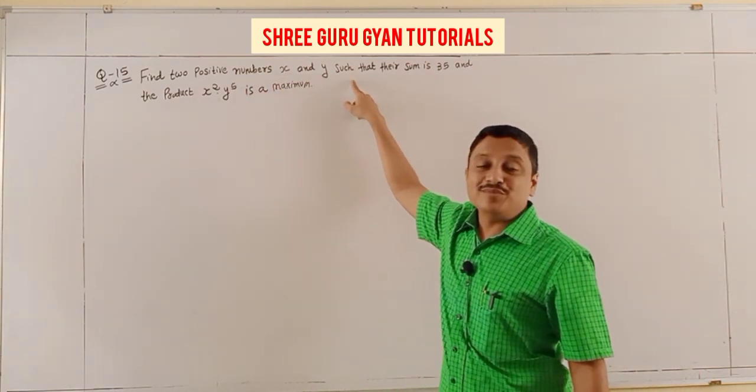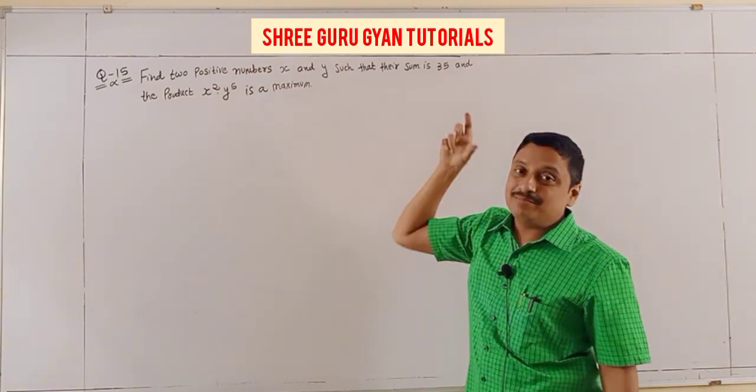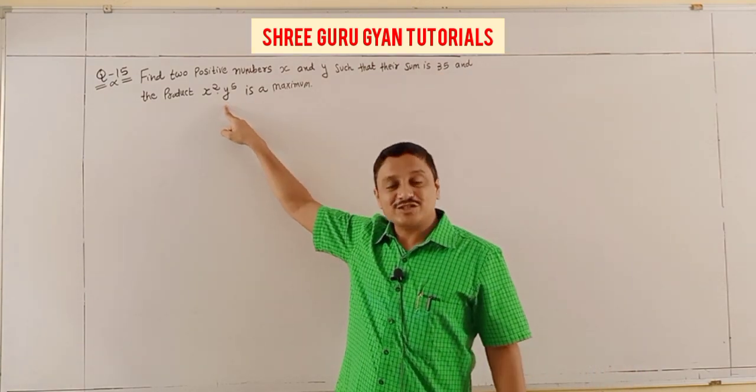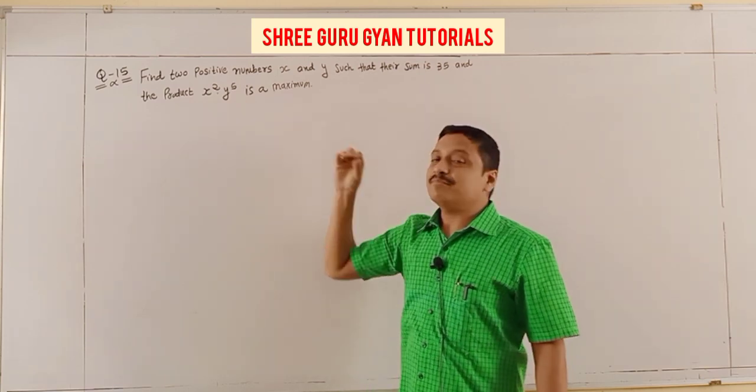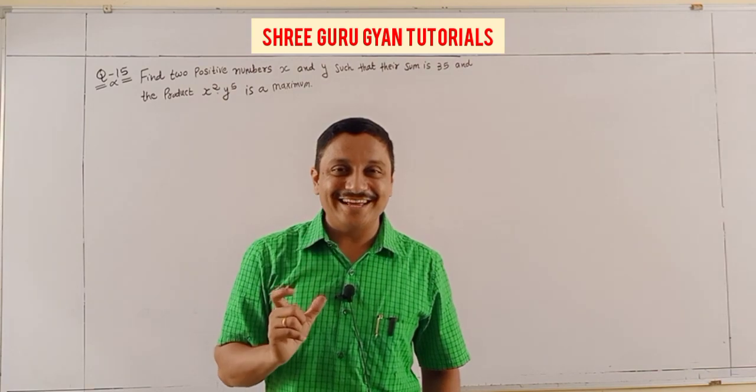Find two positive numbers x and y such that the sum is 35, means x plus y is 35, and I want the product x square y raised to 5 to be the maximum. Yes, students, this I also explained shortcutly.